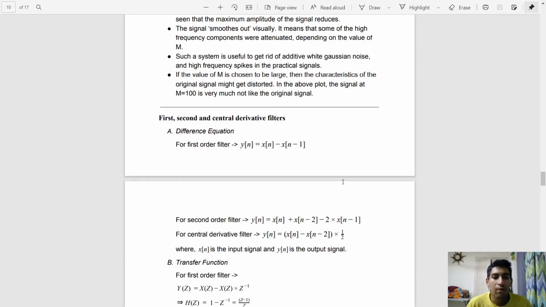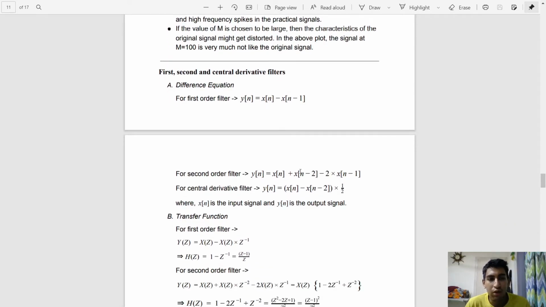Next we'll see the derivative filters in digital signal processing, and the first order filter, which is of causal nature, can be described by this function: y of n is equal to x of n minus x of n minus 1. And the second order filter is described by this one, and this is nothing but the difference of this first order filter. So this y of n can be calculated by taking y of n minus y of n minus 1 for this first order filter, and we get the second order filter.